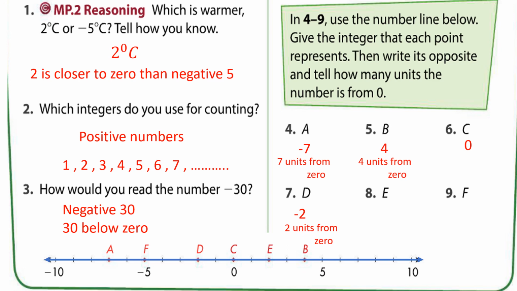What about point E, which is the opposite of point D, which is exactly 2, which is how many units from 0? Exactly, it will be 2 units from 0. Okay, what about point F? It is so clear here, it is negative 5, and of course it is 5 units from 0.